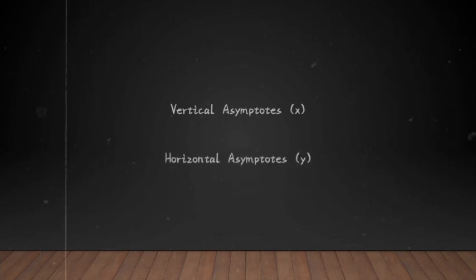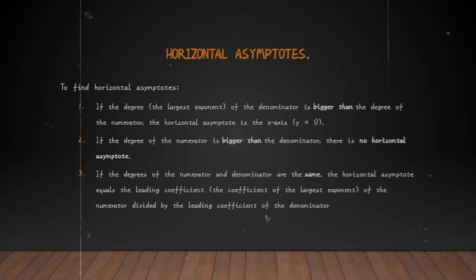Now, let me emphasize this one. Vertical asymptotes are the x values or the extraneous roots of the domain. On the other hand, horizontal asymptotes are the values of y. Now, let me give an emphasis for horizontal asymptotes. To find the horizontal asymptotes, number one, if the degree, the largest exponent, of the denominator is bigger than the degree of the numerator, then the horizontal asymptote is equal to 0.